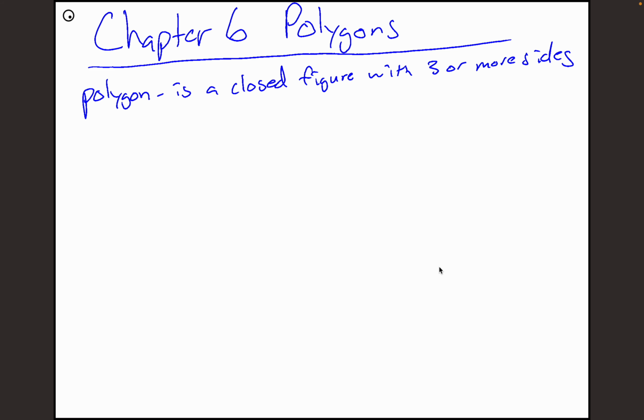Get your notes out. So a polygon is going to be any type of shape that's a closed figure with 3 or more sides. Okay, we do need to know some of the names to these. So it's going to be really important to learn the names of these. Because I said so. All right, so it's probably good to know the names of these shapes that I'm going to give you. Okay?